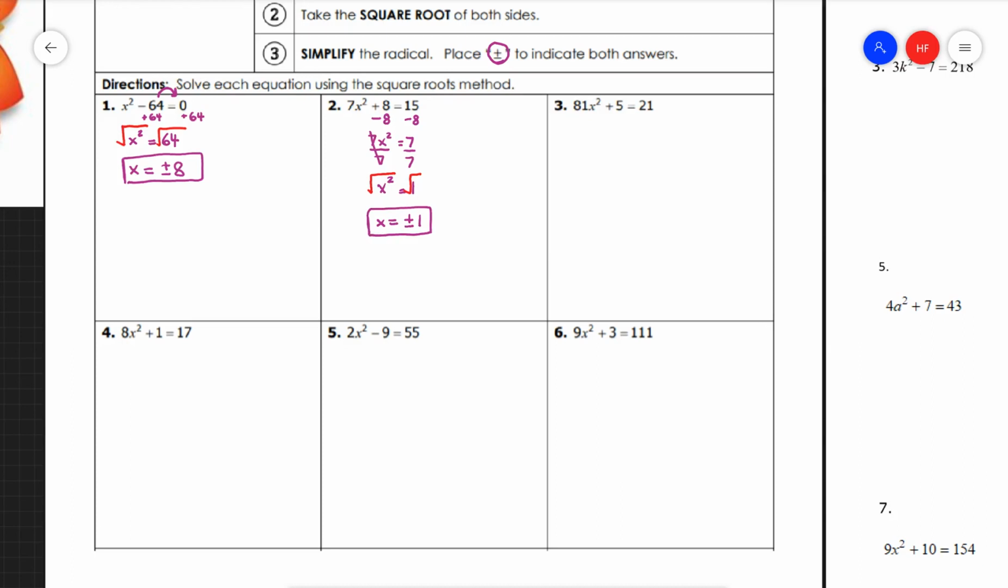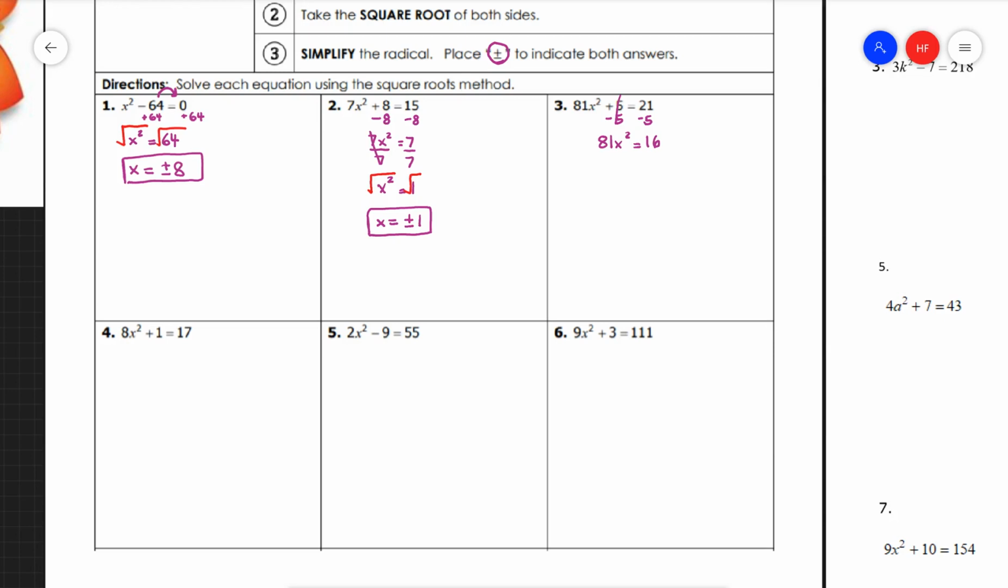Now on number 3, 81x squared plus 5 equals 21. I see that there's not a bx term. There's not that middle term. So since that's not there, then I know that I can use the square root method. So I'm going to move the 5 over. I get 81x squared equals 21 minus 5, 16.